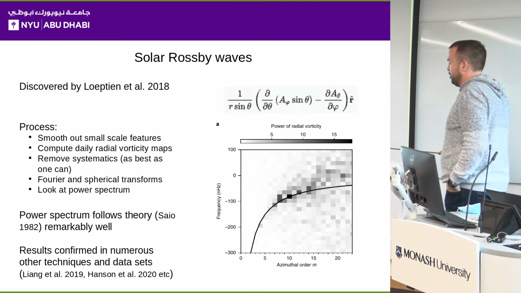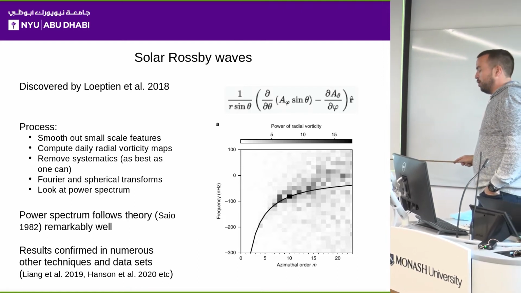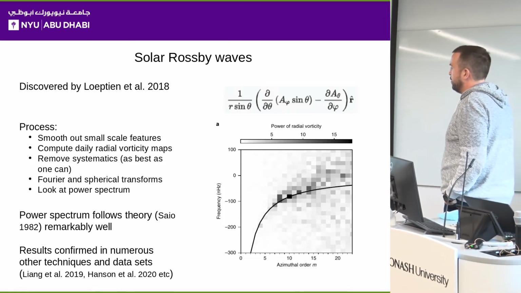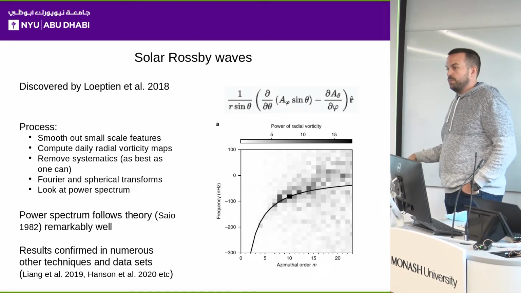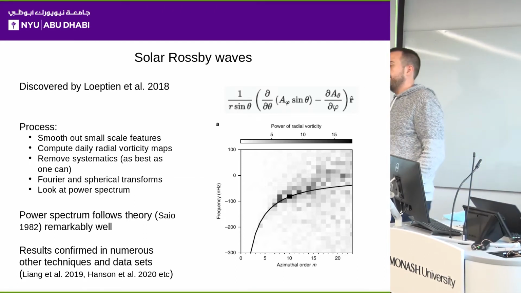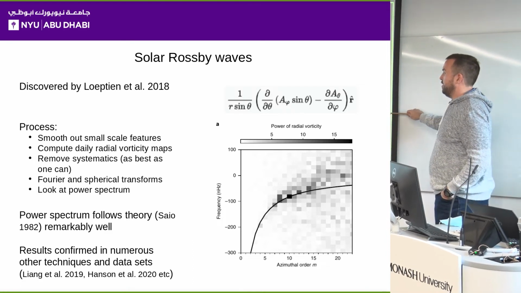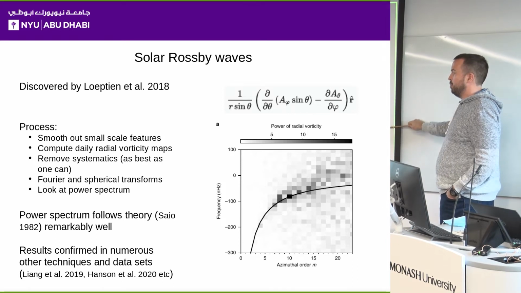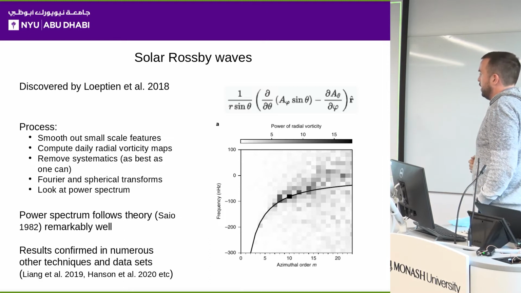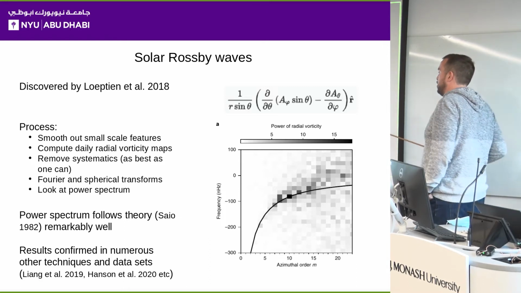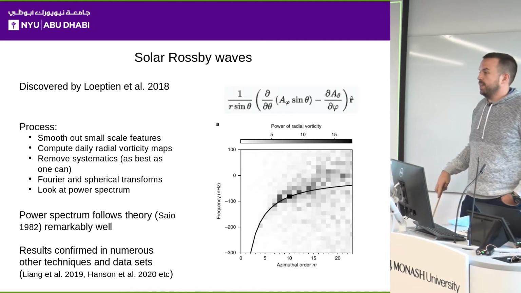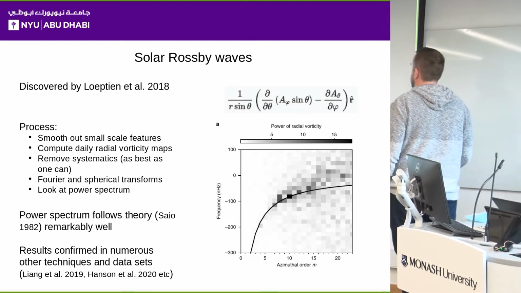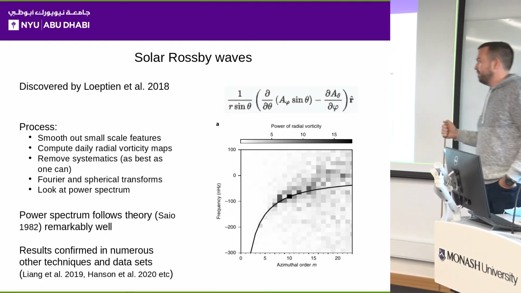Down the bottom, we have the azimuthal order m. Remember, m is the number of nodes in longitude, and then they have the frequency. Now the frequency is negative here. Negative frequency means it moves in the opposite direction to rotation. It's just a convention that we use. Anything above this line moves in the direction of rotation. Anything below moves in the opposite, retrograde. And they found that they got this power. Now this solid line here is theory, derived in the 1980s. So it was remarkable that the observations matched very closely to the theory.